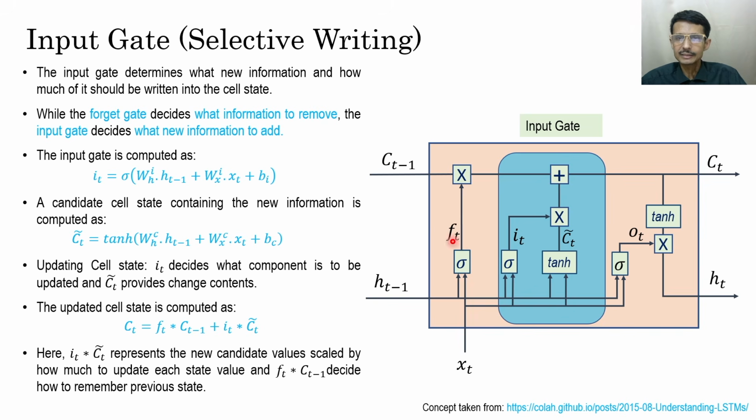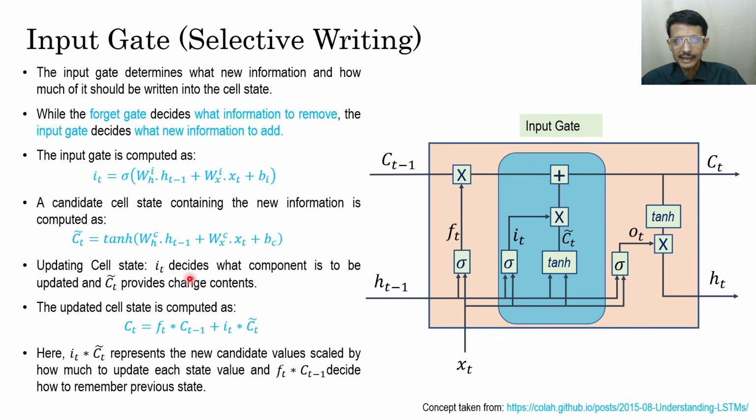So how is it being computed? This i t is sigma of Wh of i, for the input gate, times h t minus 1, plus Wx of i times x t, plus the bias. So this is i t. Now what is the candidate cell state? This c t tilde is tanh of Wh of c times h t minus 1 plus Wx of c times x t plus the bias. So this is the candidate to be added.